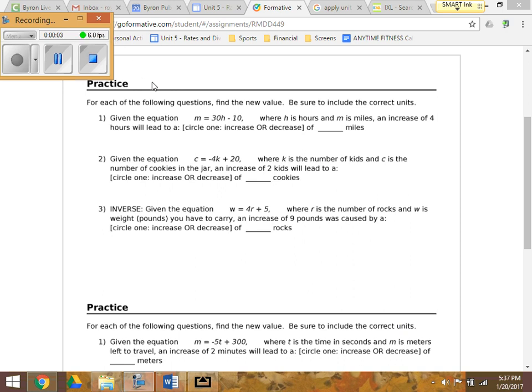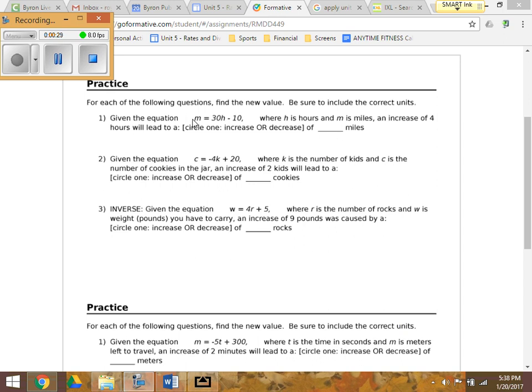Given the equation m equals 30 times h minus 10, where h is hours and m is miles, an increase of 4 hours will lead to an increase or decrease of blank miles.